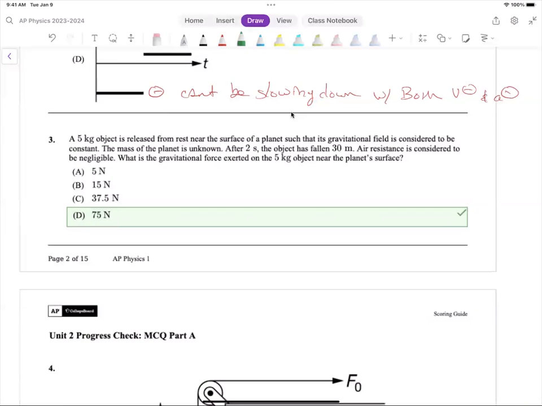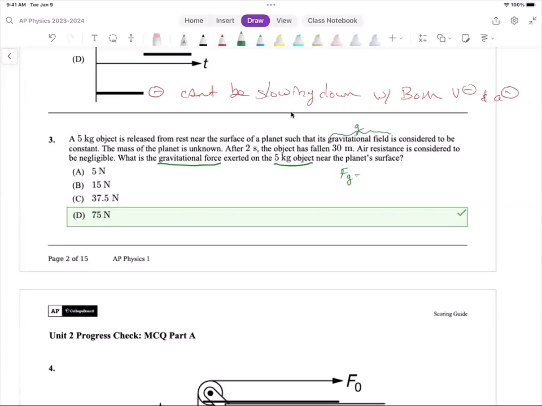gravitational field, what is the gravitational field? It's little g, and is considered to be constant. So g is constant. The mass of the planet is unknown. After 2 seconds, the object has fallen 30 meters. Air resistance is considered to be negligible. What is the gravitational force exerted on a 5 kilogram object near the planet's surface?